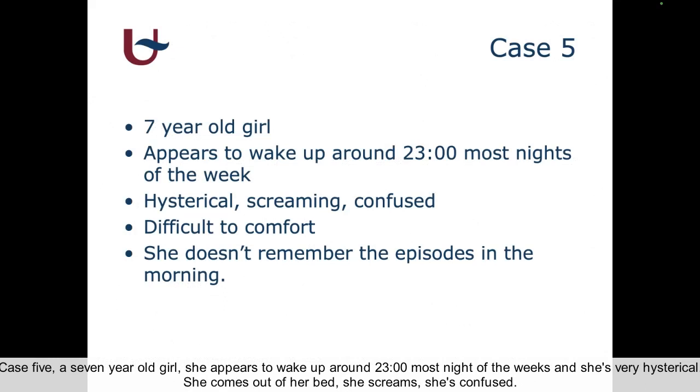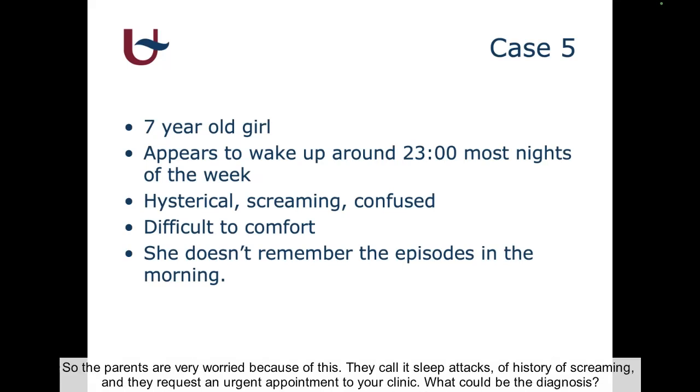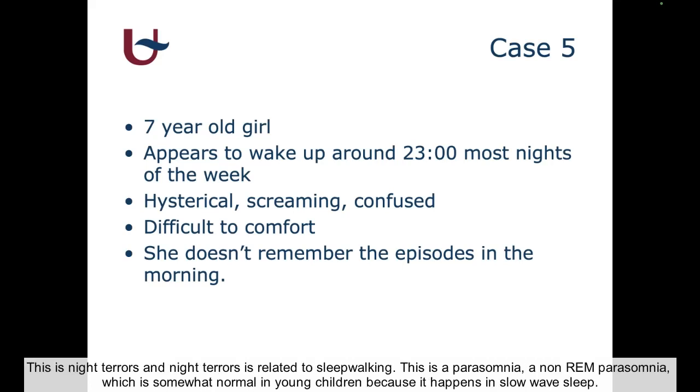Case 5, a 7-year-old girl. She appears to wake up around 11 most nights of the week, and she's very hysterical. She comes out of her bed, she screams, she's confused, but the parents don't have contact with her. She's difficult to comfort, and when they talk about it in the morning, she doesn't remember the episodes at all. So the parents are very worried because of this. They call it sleep attacks of screaming, and they request an urgent appointment to your clinic. What could be the diagnosis?